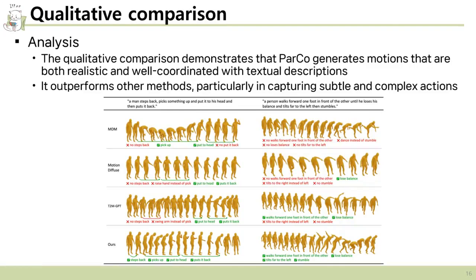In addition to quantitative results, this paper also performed a qualitative comparison to see how ParCo performs in real-world scenarios. In the examples, you can see that ParCo generates more realistic and accurate motions compared to the other models. For example, in a sequence where a person stands back, picks something up, and places it on their head, ParCo captures the full sequence accurately. Other models, however, tend to miss certain actions or generate incorrect movements.